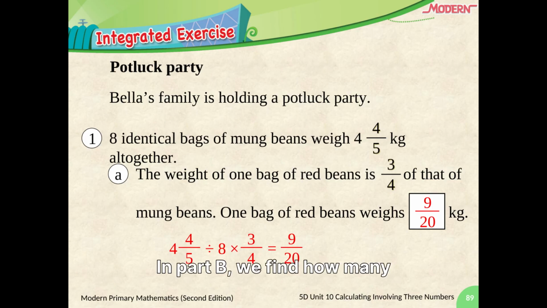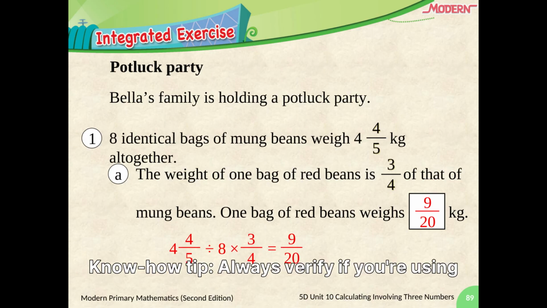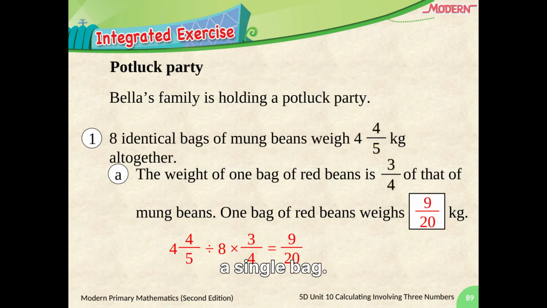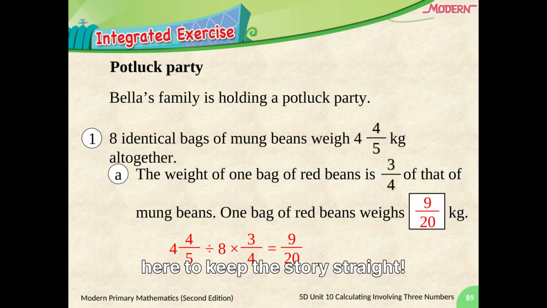In Part B, we find how many pots of soup 1 bag of mung beans can make. We divide the weight of 1 bag by the soup requirement. 3/5 times 10/3 equals 2 pots. Know-how tip: always verify if you're using the total weight or the weight of a single bag. The one-step method is your best friend here to keep the story straight.